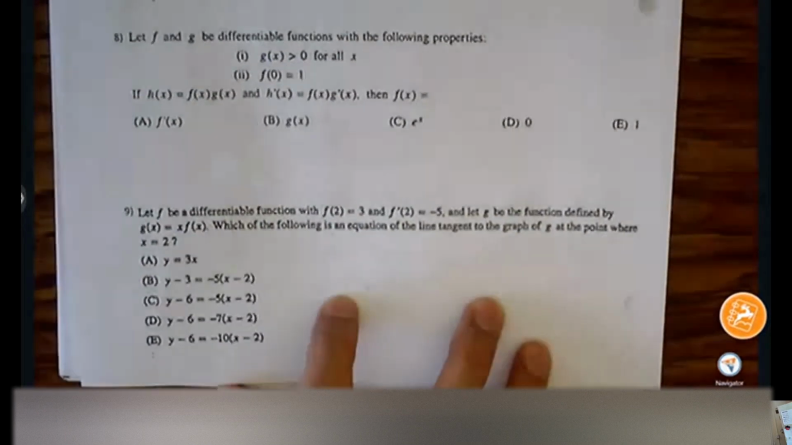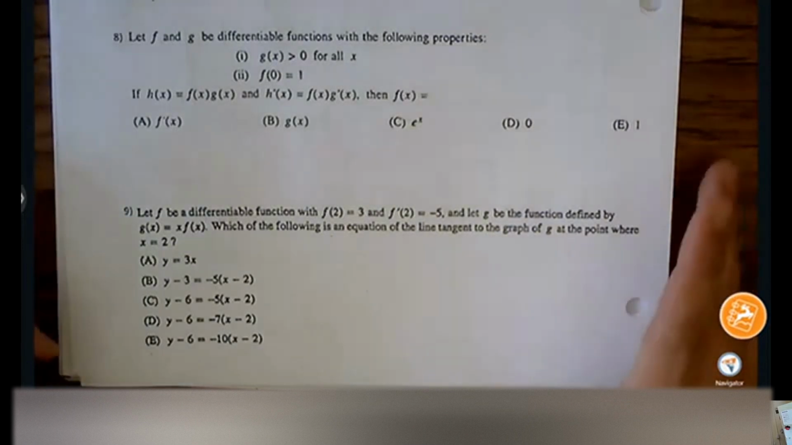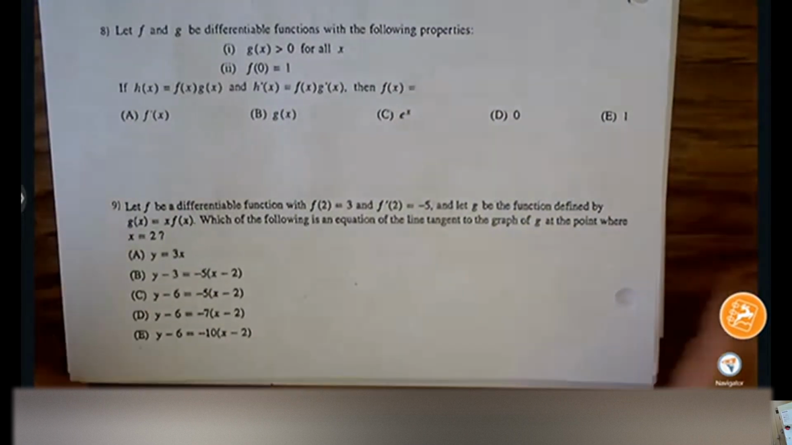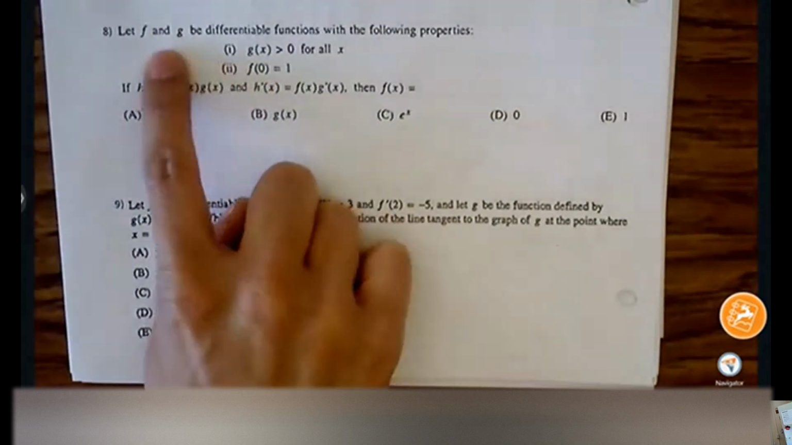I want to talk about how sometimes multiple choice on the AP exam is not really work intensive. There's not a ton of steps involved, but sometimes it is conceptually intensive. So I want to show you where you're not doing a lot of work, but you're having to figure stuff out. So let's look at number 8.